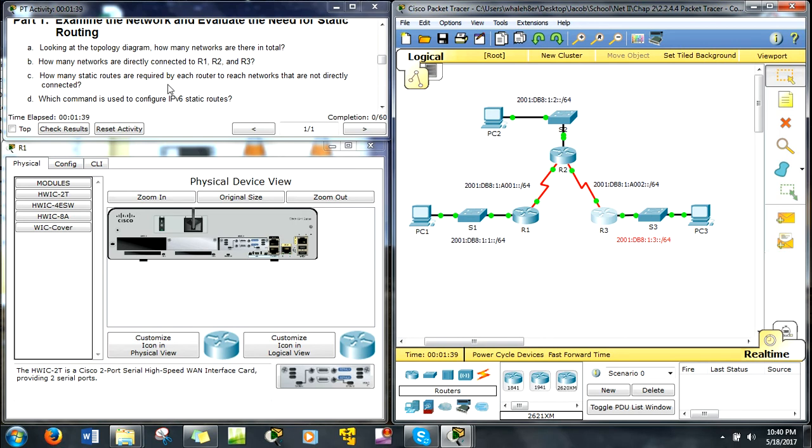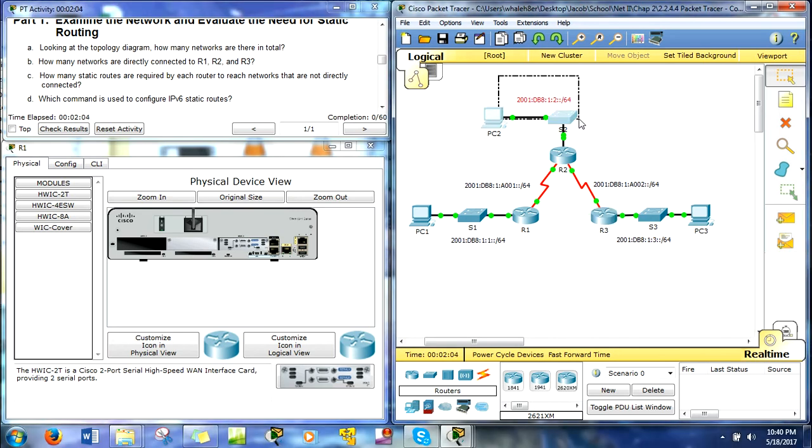How many static routes are required by each router to reach networks that are not directly connected? Same as last time. There's going to be 3 for R1. R1 doesn't know about this network or this network. R2 doesn't know about these stub networks down here because they're not directly connected. And R3 doesn't know about R2's LAN, it doesn't know about R1's LAN, and it doesn't know about the wide area network connection between R1 and R2. Now, how come they don't know about these things? Well, remember, routers break up networks.